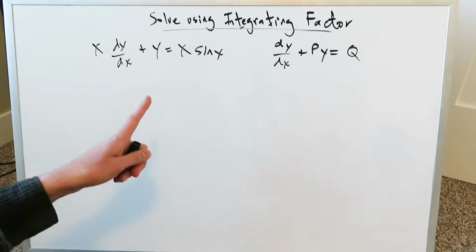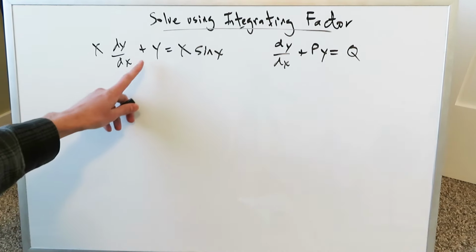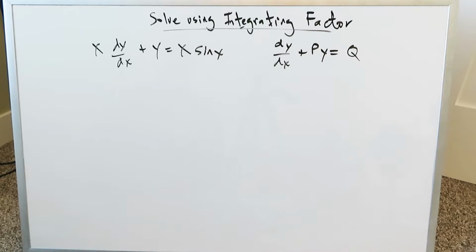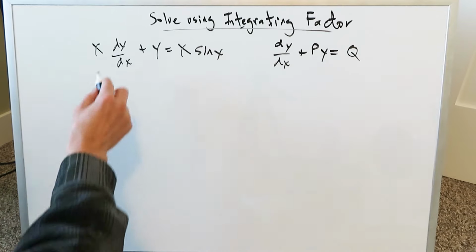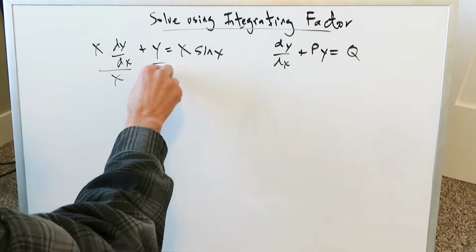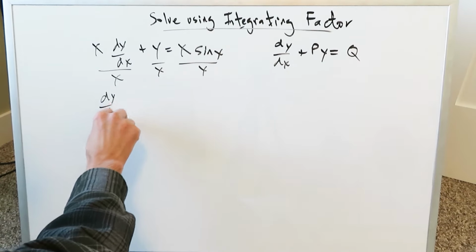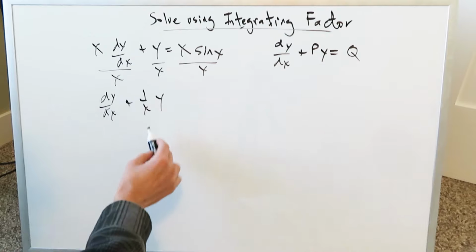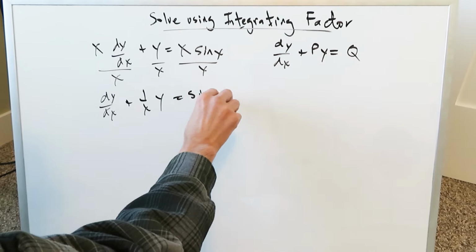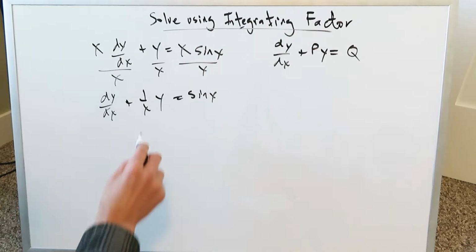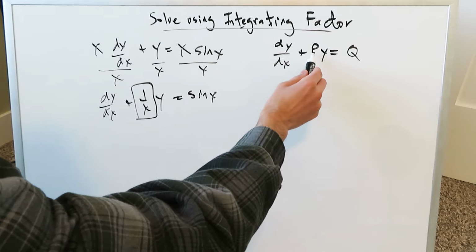And for our last question, we're looking at this: x dy over dx plus y equals x sine x. It almost looks like that, but it isn't, because you have a coefficient here which you can eliminate and then make it look like that. You'll have dy over dx plus 1 over x times y is equal to sine x. Now it certainly looks like that, and this right here represents your p.